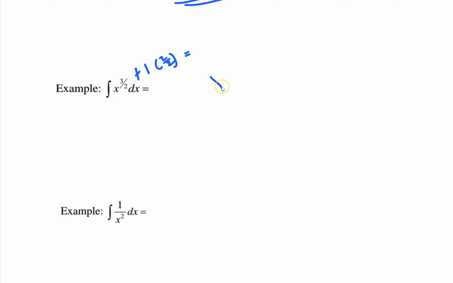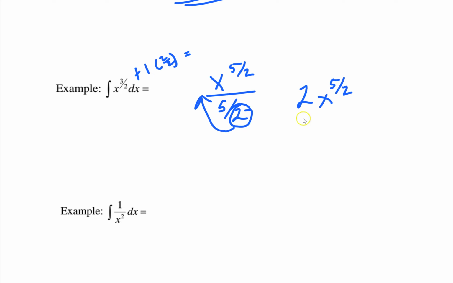I'm going to get x to the 5/2. I can divide by the new power, 5/2. Now I can't leave it like this, that's ugly. Easiest thing to do, there's a shortcut. That bottom goes to the top, because you're dividing by this, so you multiply by the reciprocal. Just this moves up. So you get 2x to the 5/2 over 5 plus the constant.